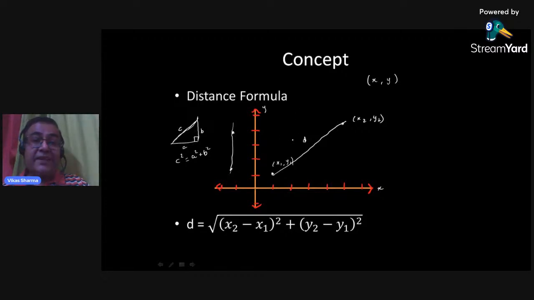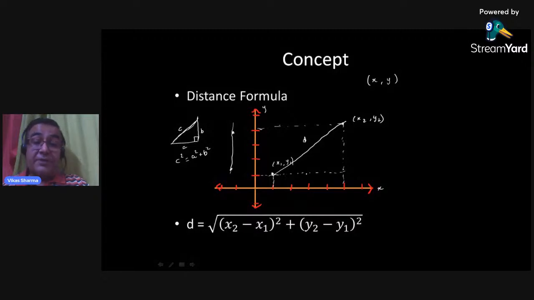So the thing is, what we do is we drop a perpendicular to both the axes from both the points. So from here to the x-axis, from here to the y-axis, then from here to the x-axis, and from here to the y-axis, right? And we also draw a line parallel to the x-axis from here.